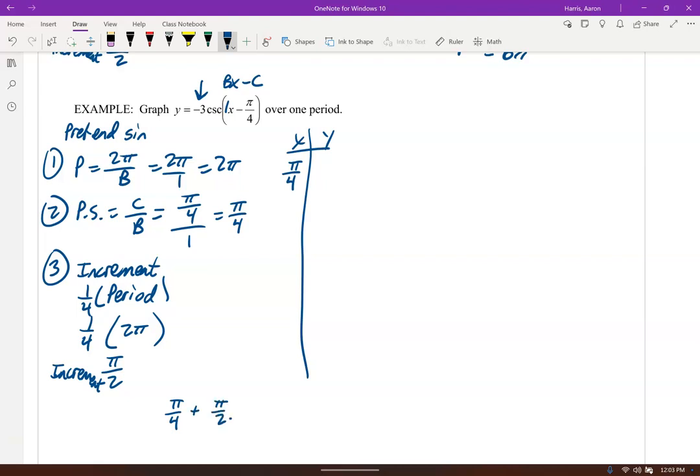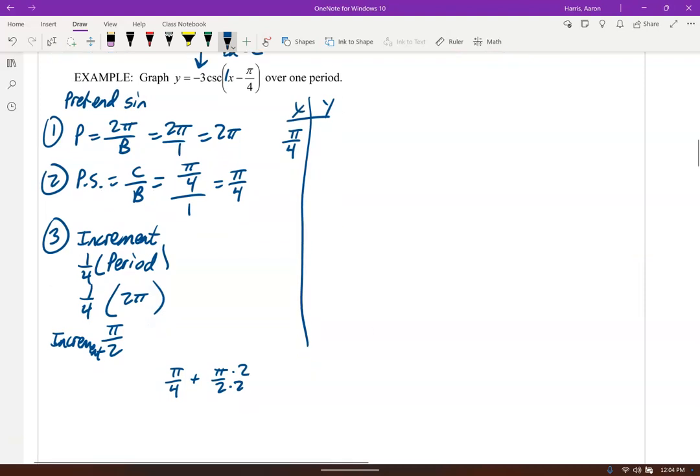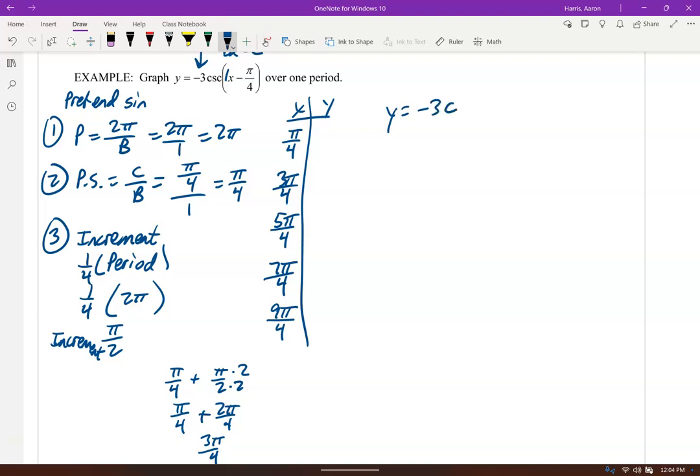Well, that's the same as pi over 4 plus 2 pi over 4. So 3 pi over 4. Here's the next one. We punch in 3 pi over 4 plus another 2 pi over 4. It's 5 pi over 4. 5 pi over 4 plus another 2 pi over 4 is 7 pi over 4, plus another 2 pi over 4 is 9 pi over 4. And this will give us some nice good spots. Let's go ahead and plug a few in.